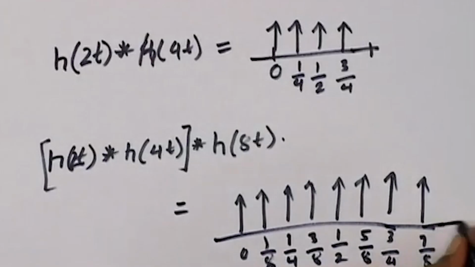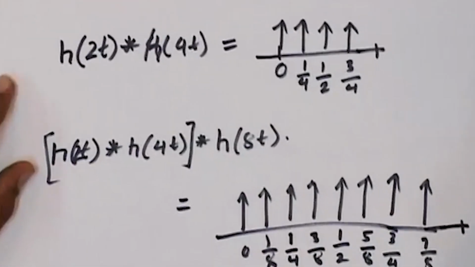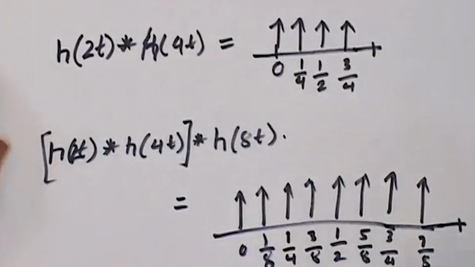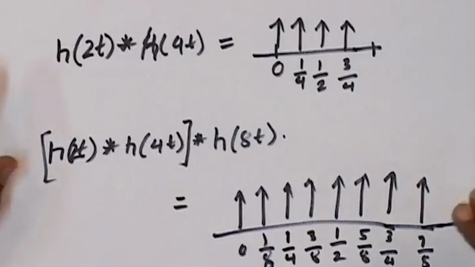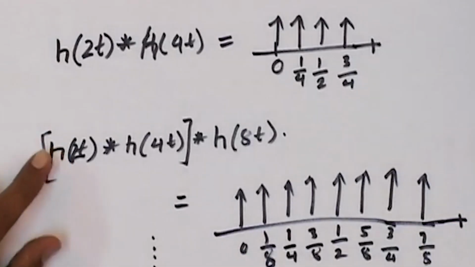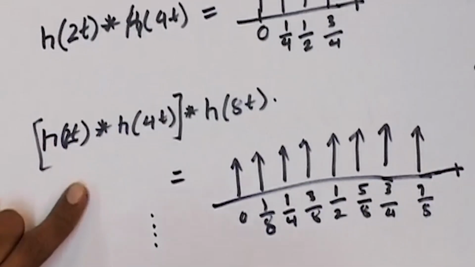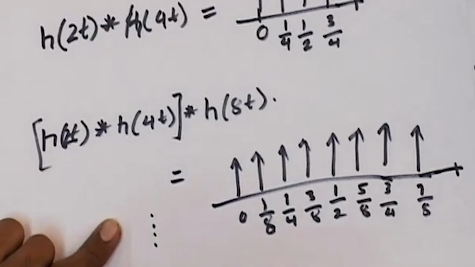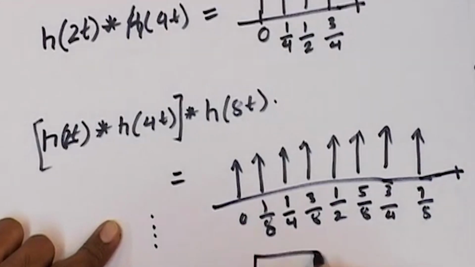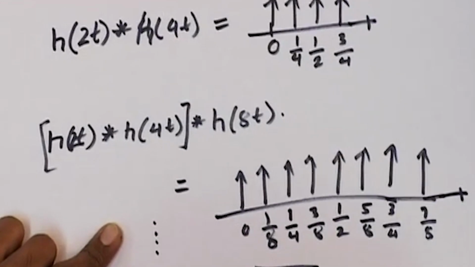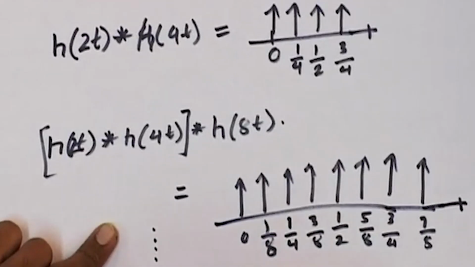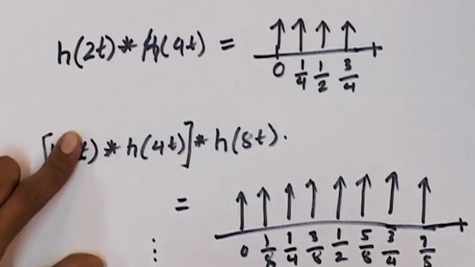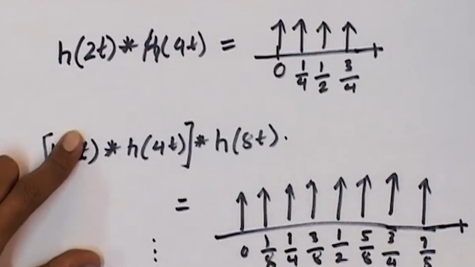So, as you can see, the support for this is from 0 to 1 even now, and in every case, but the impulses are becoming denser and denser, they are becoming closer, and if we keep continuing in this way, we get a signal which looks like this. And this is exactly what we called our scaling function, which is phi of t.